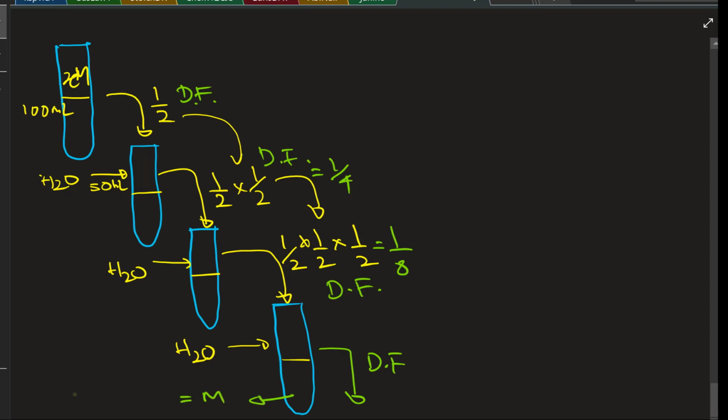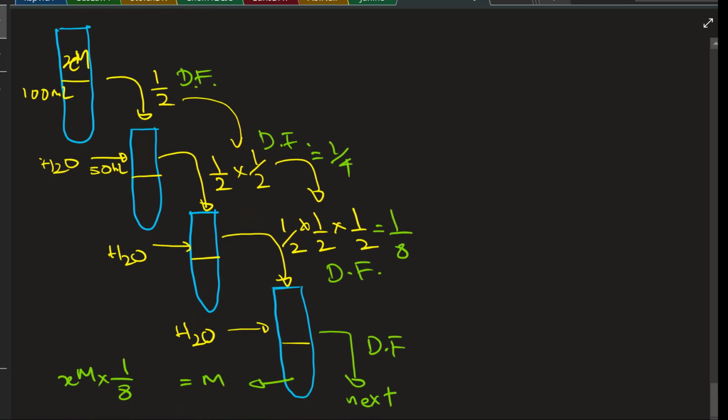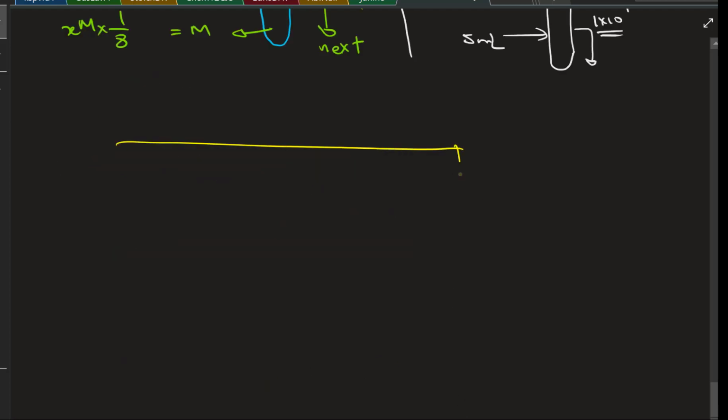So the whole point is that you can calculate the molarity of any test tube. All you need is the original stock solution X molarity times the dilution factor for that step, or the previous step. You see this final fourth one. Okay, we look at the next one.